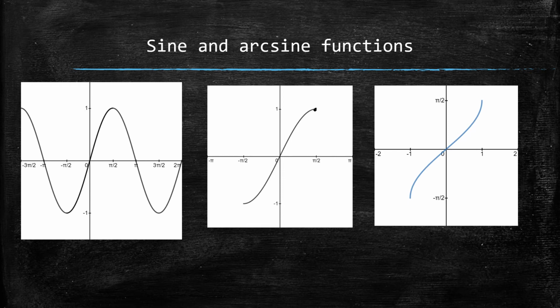Okay, so let me put in a couple points here, just 3 of them. Pi over 2, 1 is a point on the sine curve, which means 1, pi over 2 is on the inverse. Same thing, negative pi over 2, negative 1 is a point on the graph of the sine curve. So switch the x and y, negative 1, negative pi over 2 is on the graph of arcsine. The origin is on both of them as well.